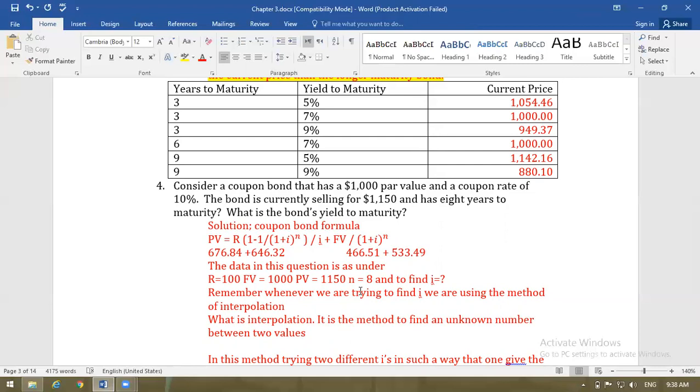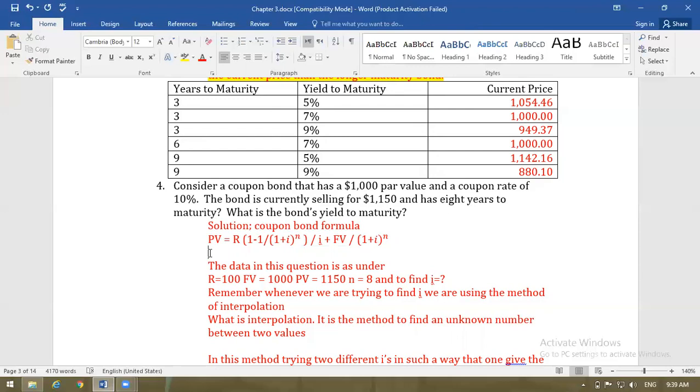Solution. The case is again a coupon bond, so I write the coupon bond formula, which is present value equal to R times (1 minus 1 divided by (1 plus I) raised to power n) divided by I, plus future value divided by (1 plus I) raised to power n. The data in this question is as under: periodic payment 100, future value 1000, present value 1150, as in the question the bond is currently selling for 1150. It means present value. Number of years 8, and we need to find I.